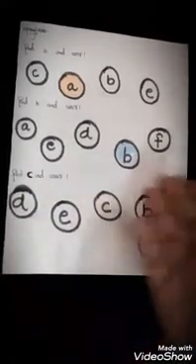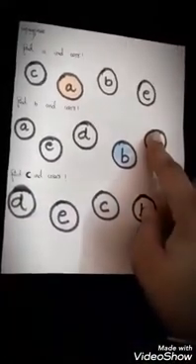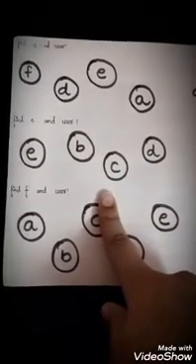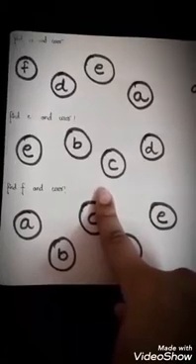Now third is find C and color it. You need to do the same as you did in the above ones. My little kids, on this page also you have the same questions. You need to find the letters and color the bubbles.